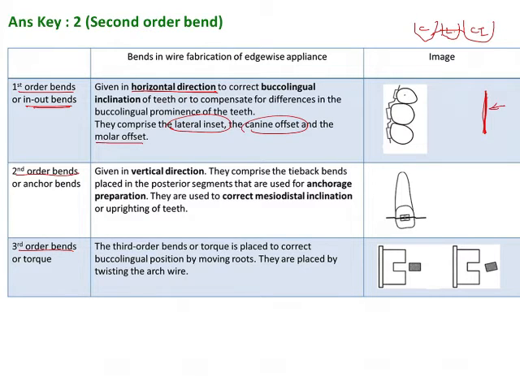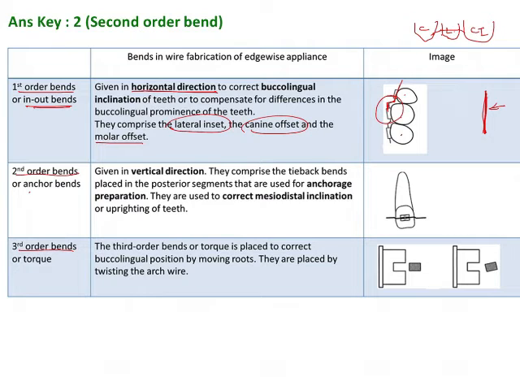Like here, you can see from the occlusal surfaces. This is the occlusal surface of the teeth. Here you can appreciate the bends. See, it's going from lingual to buccal. So this is an offset given for the molar. These are the first order bends.